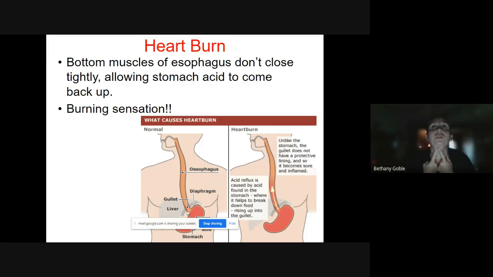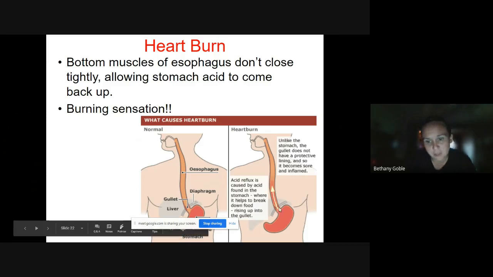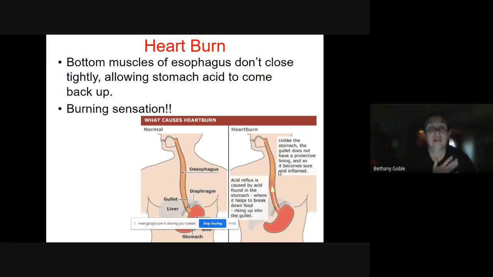So when that food goes down your esophagus, there's a little valve that closes and goes to your stomach. Well, when someone has heartburn, that stomach valve down here doesn't close all the way. Now remember, your stomach has a whole bunch of acid in it. So if it doesn't close all the way and it starts to come up, it's like you have acid coming up your esophagus and it's a burning sensation.